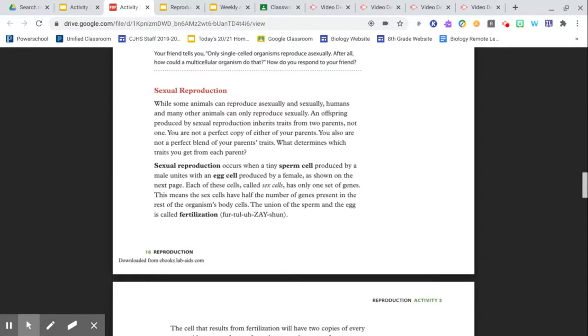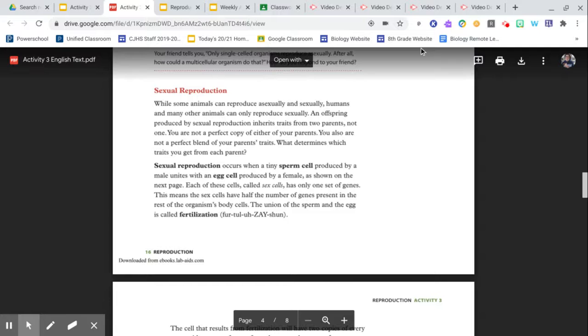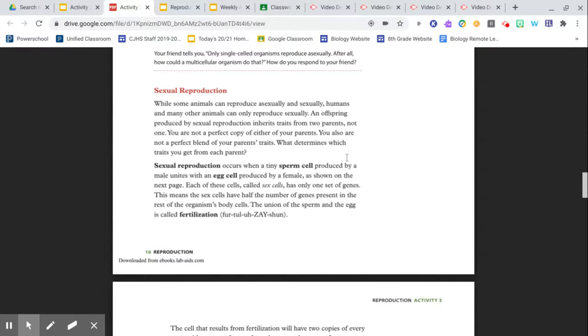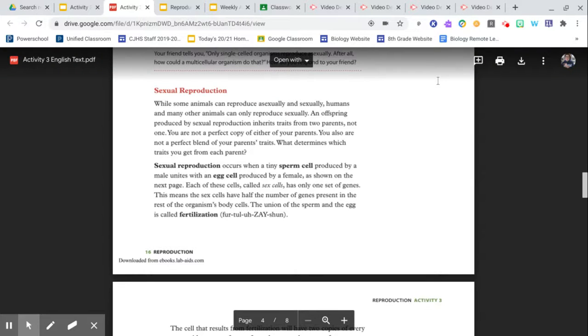Also, as I'm reading, you've probably noticed I say side note. When I say side note, I'm going to elaborate on a topic before I continue on with the reading. So that is the signal that it's not in the sentence itself, but it's something that I'm adding to it. So we are going to begin sexual reproduction.